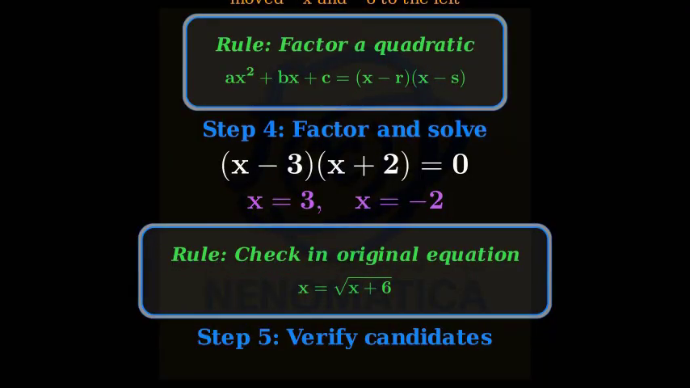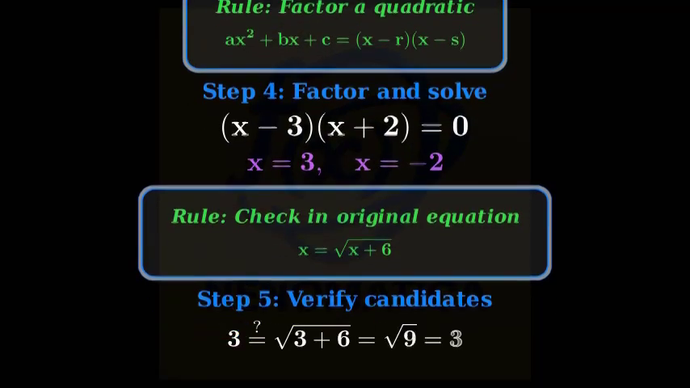First substitute x equals 3. 3 equals the square root of 9, which is 3. That works. Next substitute x equals negative 2. Negative 2 equals the square root of 4, which is 2. This does not work because negative 2 is not equal to positive 2. Therefore, the only valid solution is x equals 3. Final answer x equals 3, in green.